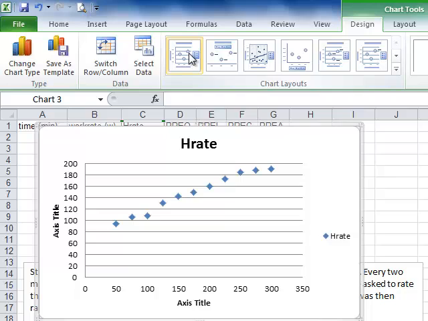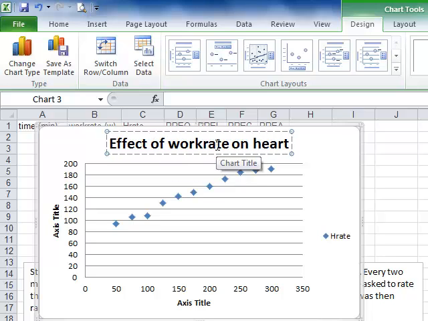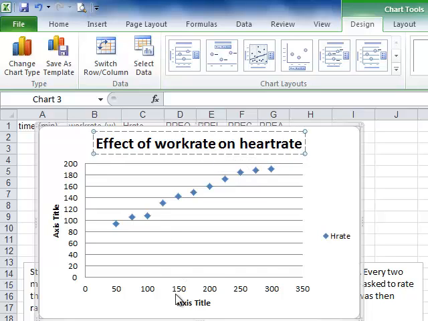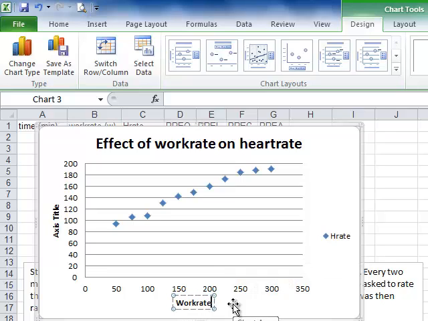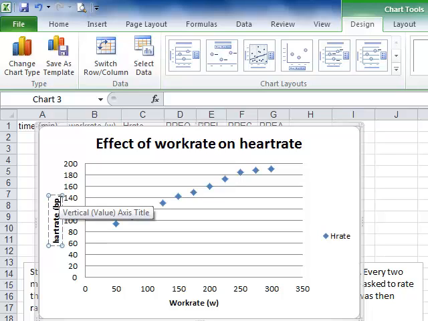So I should just choose an appropriate design and I'll label this up. So this is effective work rate on heart rate. Label up the x-axis, work rate in watts, and the y-axis label is heart rate, in beats per minute.